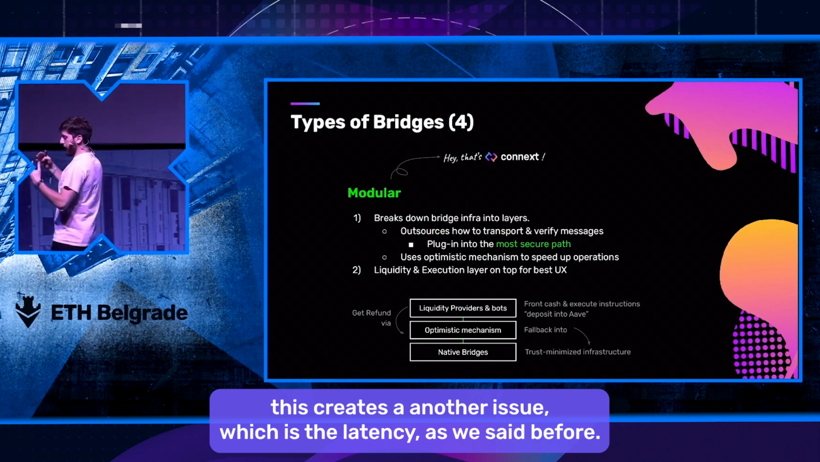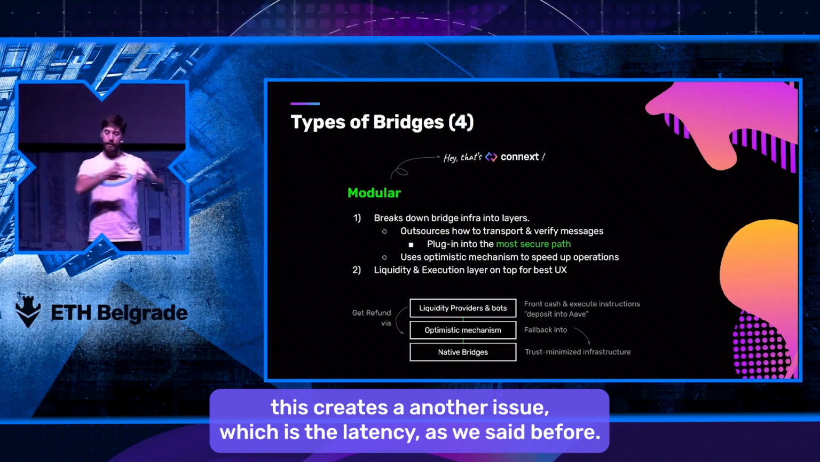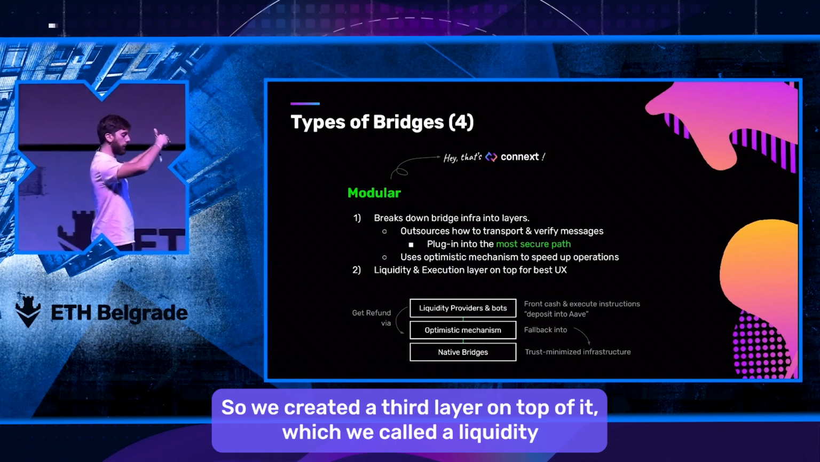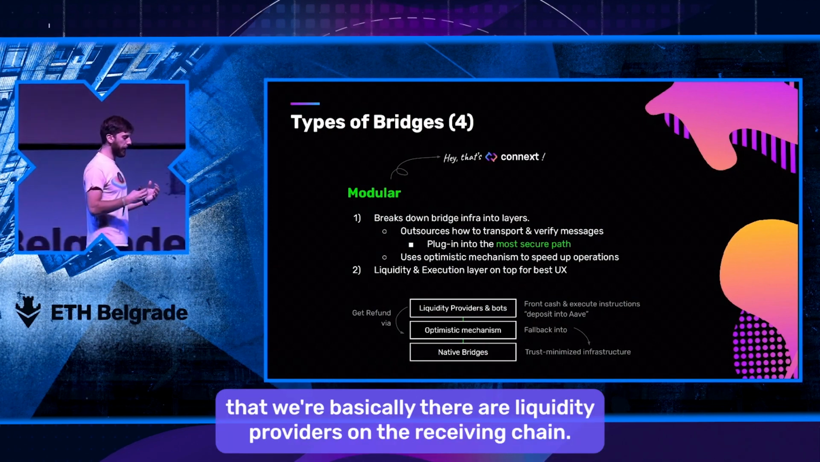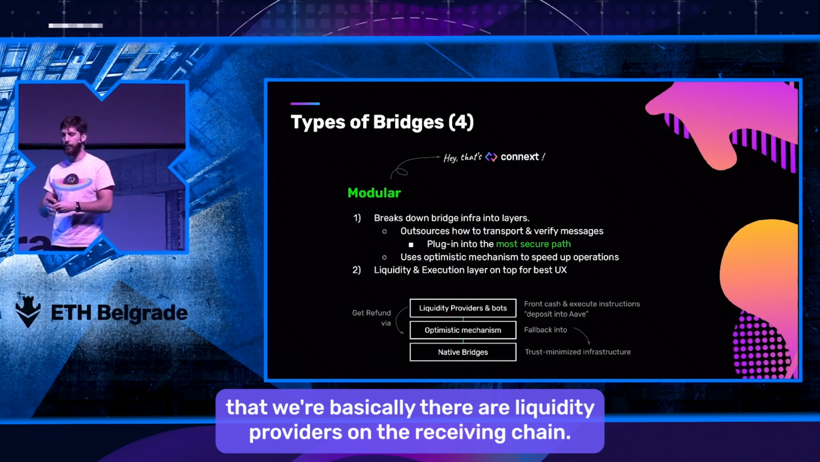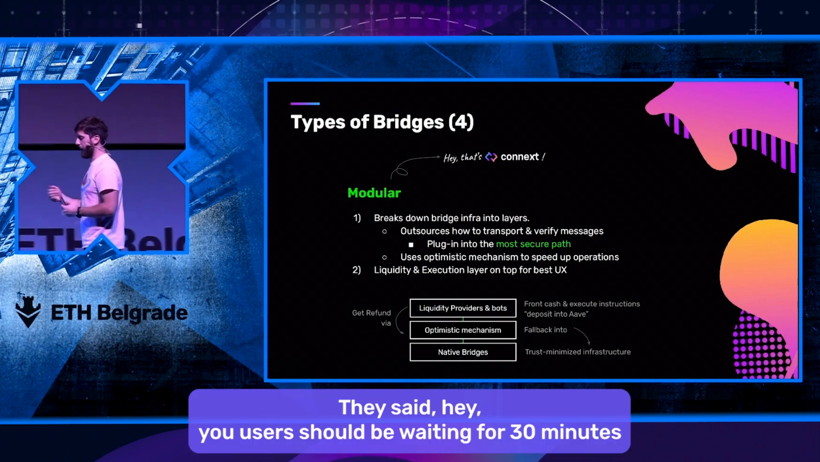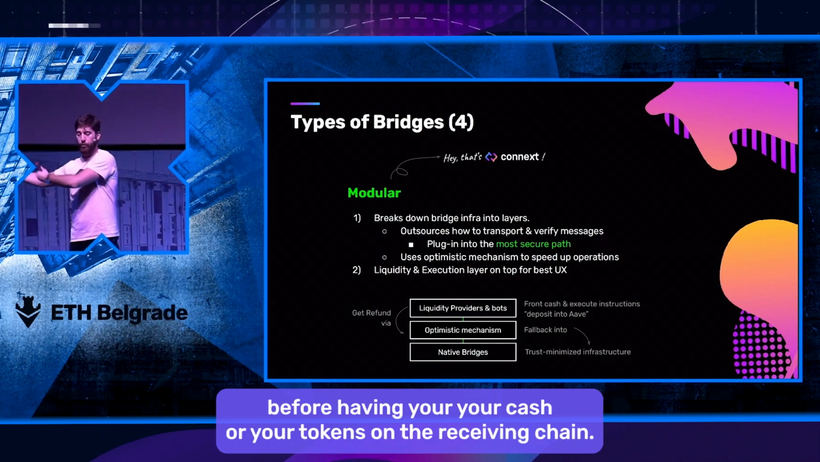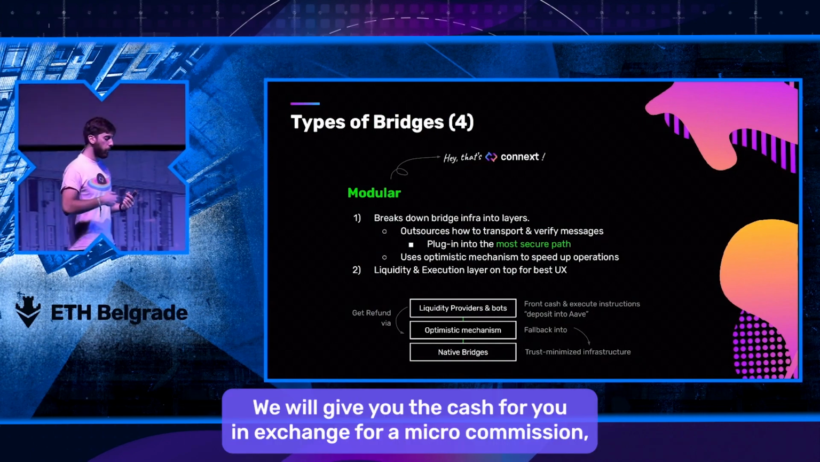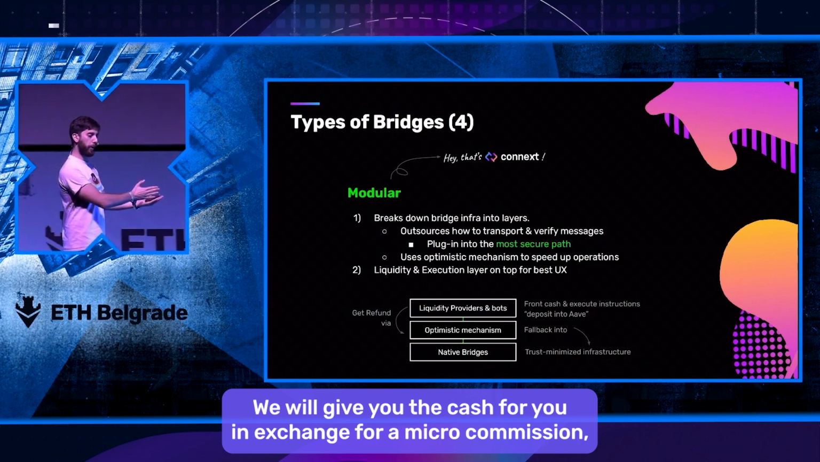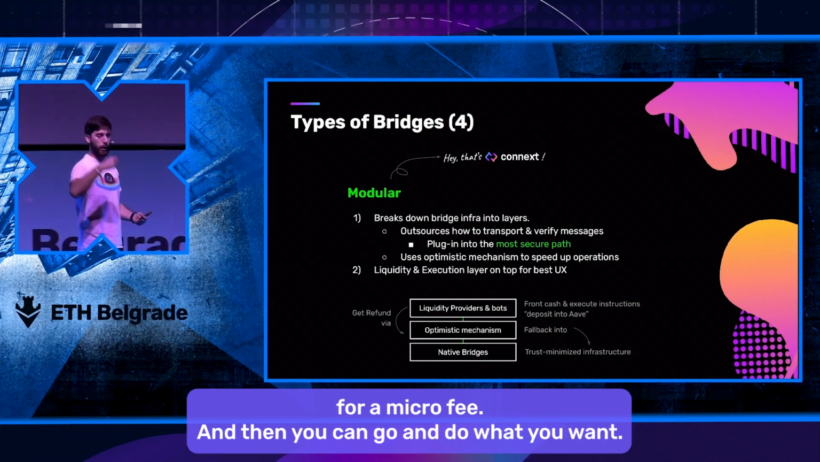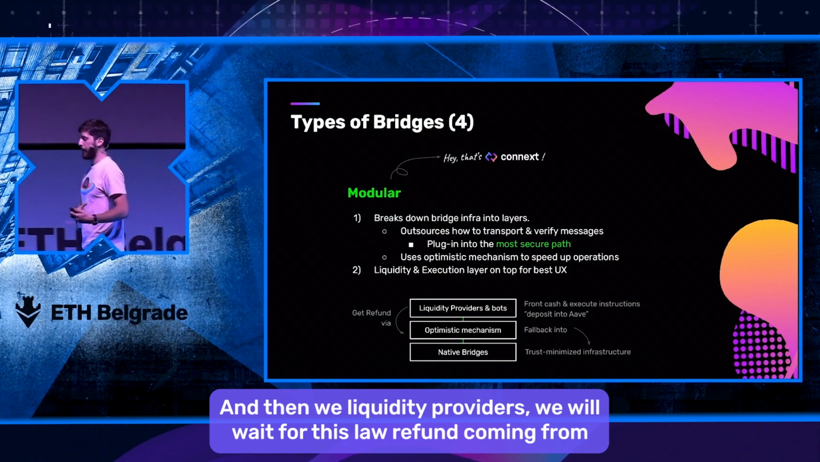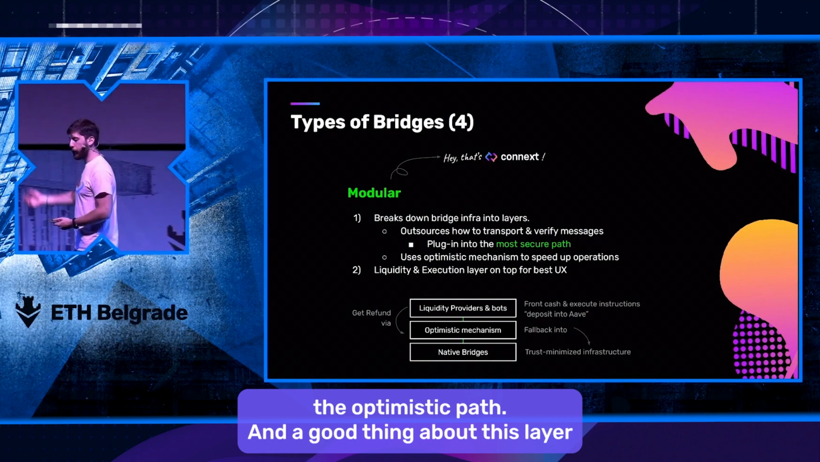And so this creates another issue, which is the latency, as we said before. So we created a third layer on top of it, which we called a liquidity and execution layer, where basically there are liquidity providers on the receiving chain that say, hey, you users shouldn't be waiting for 30 minutes before having your cash or your tokens on the receiving chain. We will give you the cash in exchange for a micro commission, a micro fee, and then you can go and do what you want, and then we, the liquidity providers, will wait for the slow refund coming from the optimistic path.